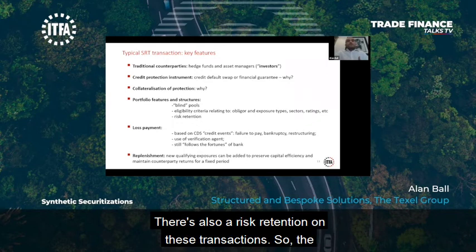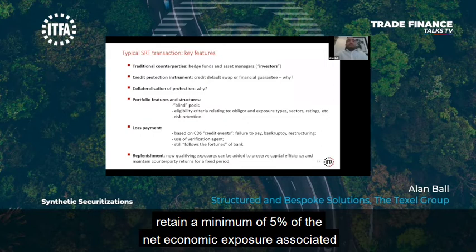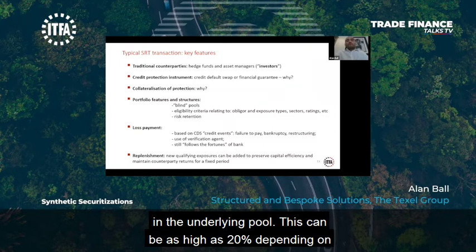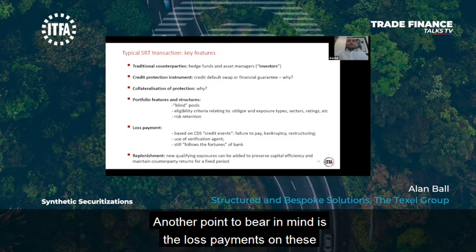There's also a risk retention on these transactions. The minimum required regulatory risk retention is that the bank must retain a minimum of 5% of the net economic exposure associated with the underlying pool, but this can be as high as 20%, depending on the pool and what's agreed. Another point to bear in mind is the loss payments on these transactions.